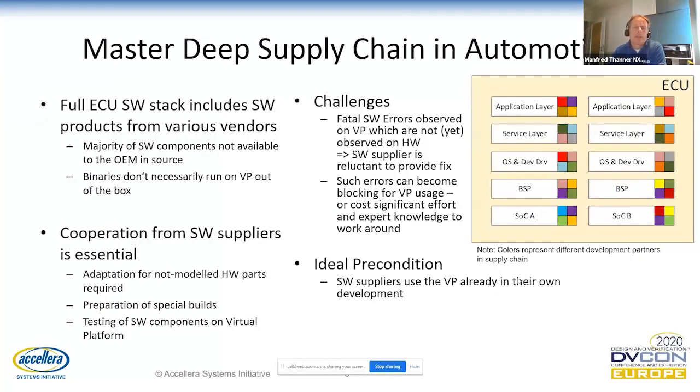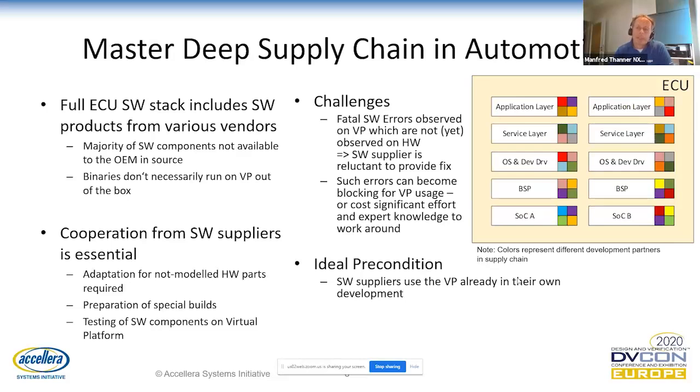Now, one of the main challenges in the automotive virtual prototype deployment is the deep supply chain in automotive. In automotive, the full ECU software stack comes from various vendors. In many cases, the hardware abstraction layers are from the semiconductor vendors. There are different operating system vendors or open source operating systems. The next level are then middleware layers.